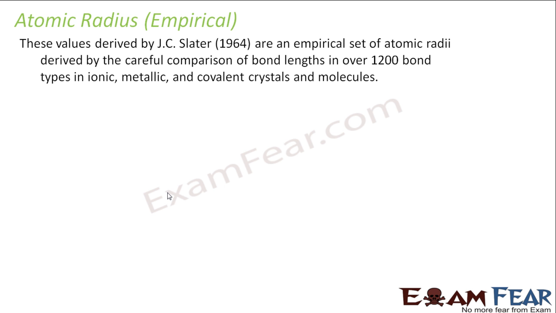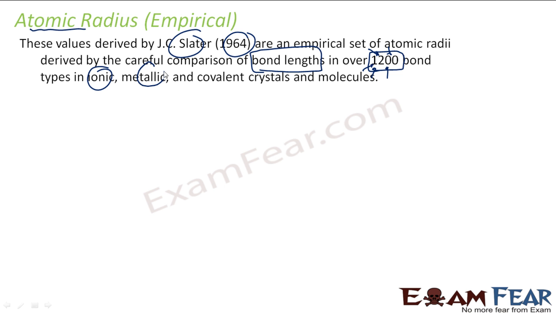Now as I told, the atomic radius is a little tricky term. In 1964, Slater did experiments and found the average atomic radius, or average bond length, over 1200 bond types. He took metallic, ionic, and covalent crystals and molecules, did all the experiments, and found the atomic radius for a lot of elements. He gave a chart, and that chart is very useful for us.